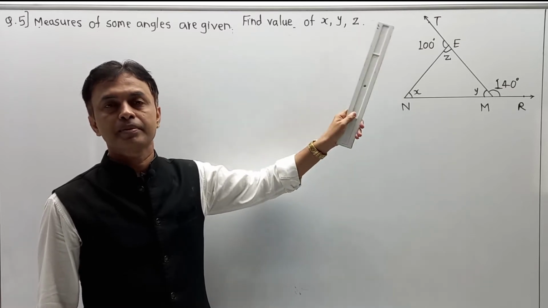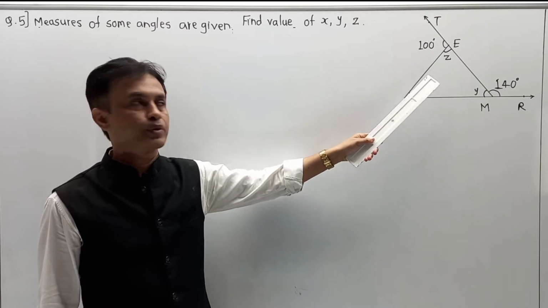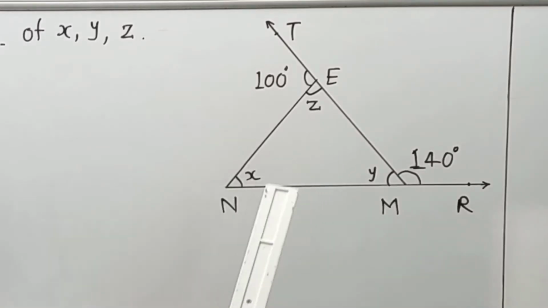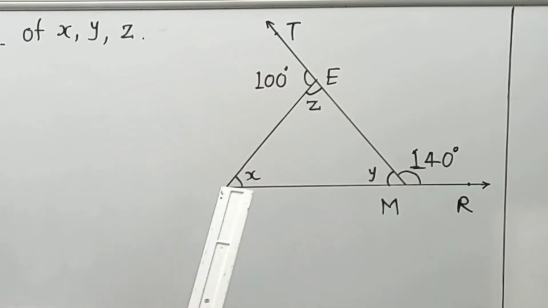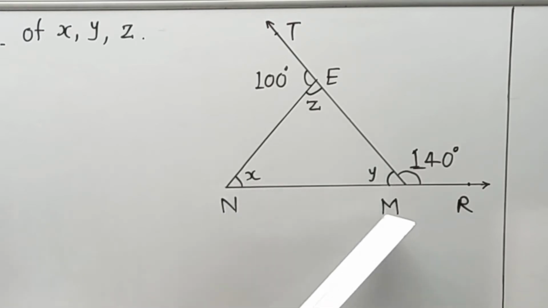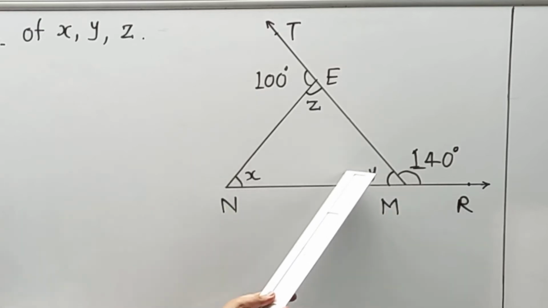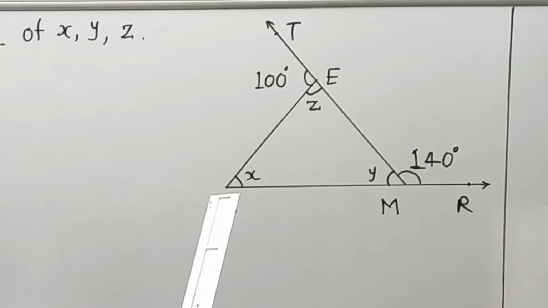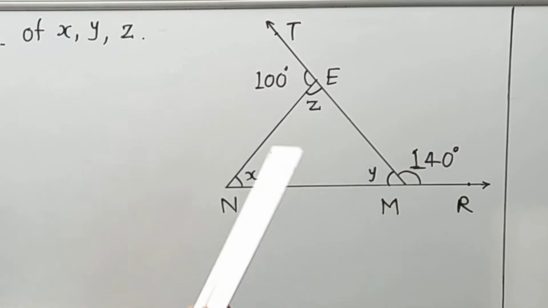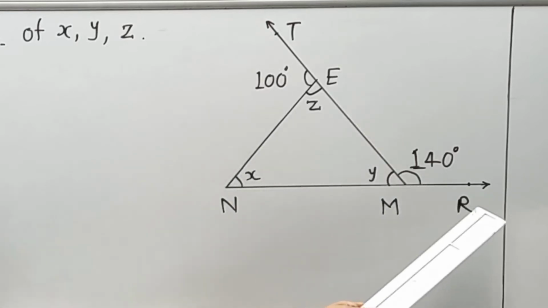Let us try to understand the same condition in terms of the diagram. They have given a triangle ENM, where vertex N indicates the angle X, vertex M means angle EMN, that is angle Y, and the third, NEM, is angle Z. Along with this they have given some exterior angles. One exterior angle, TEN, is 100 degrees, and EMR, 140 degrees, is also an exterior angle.